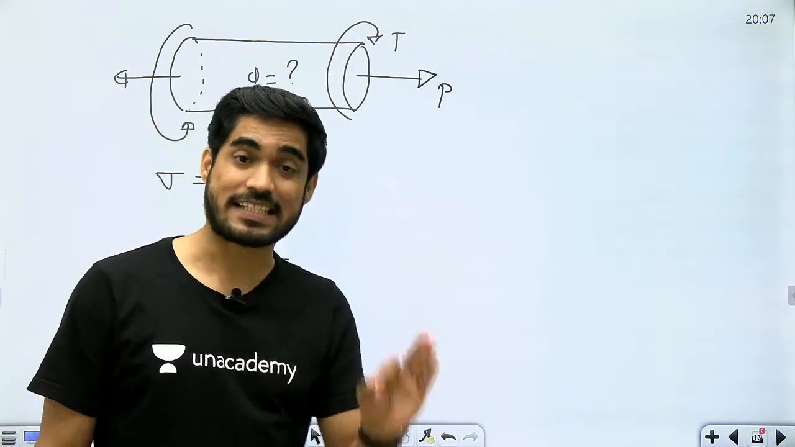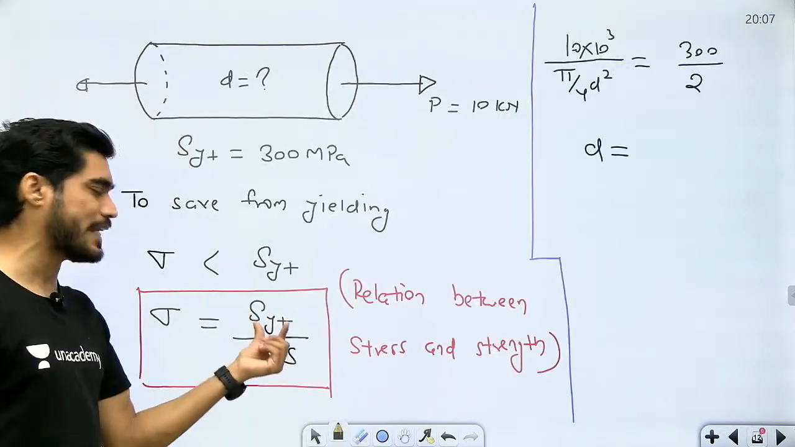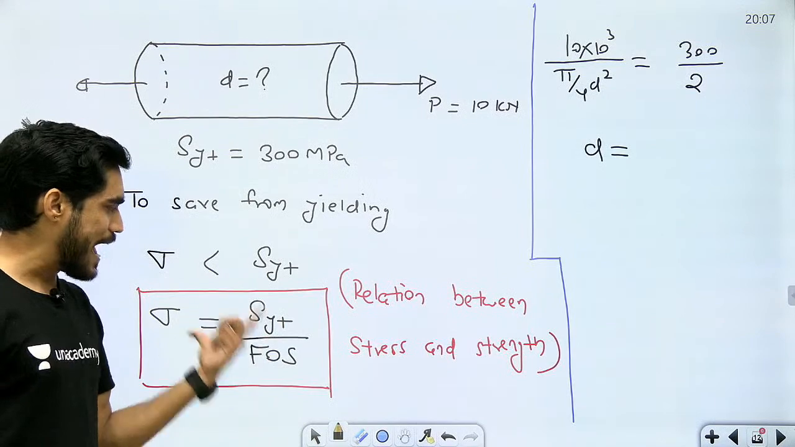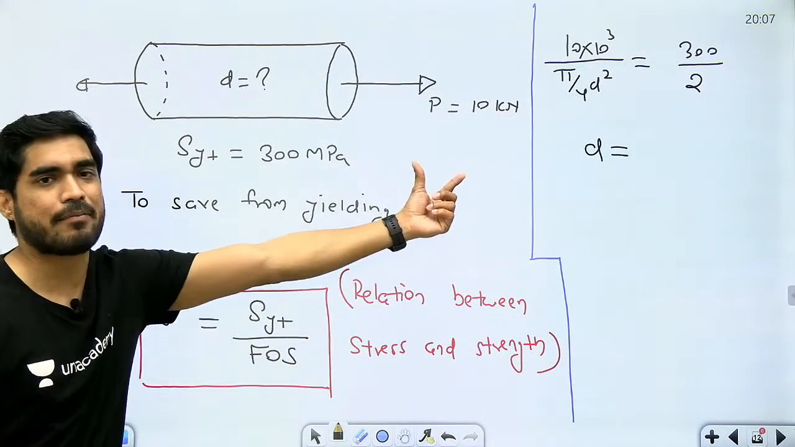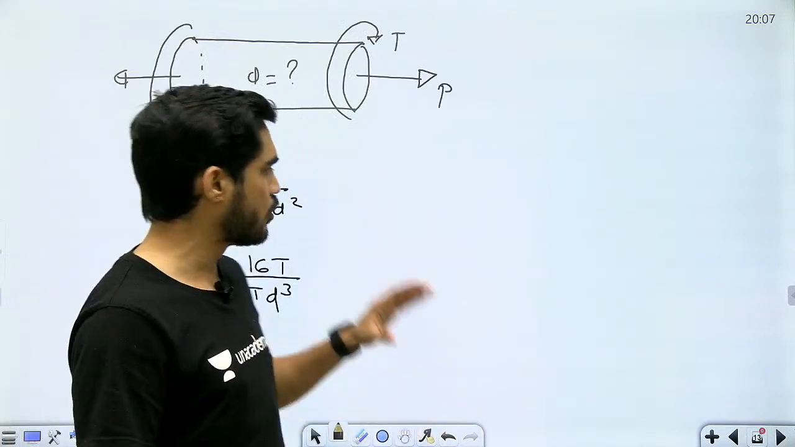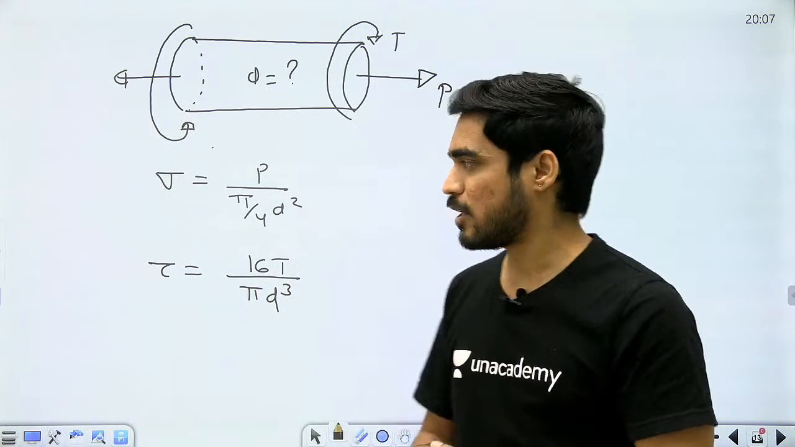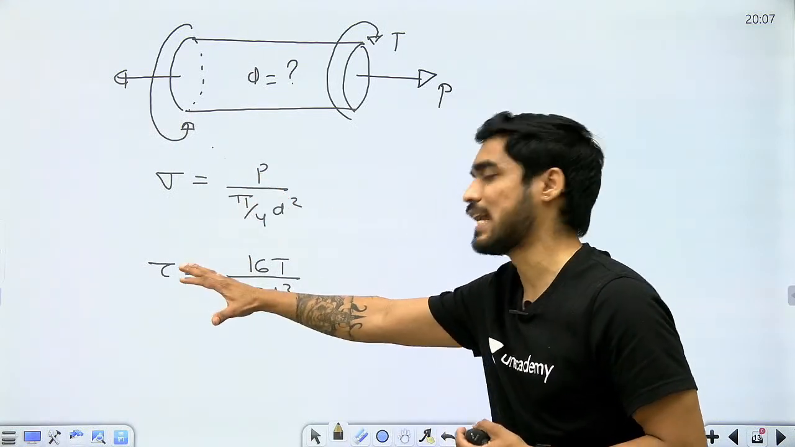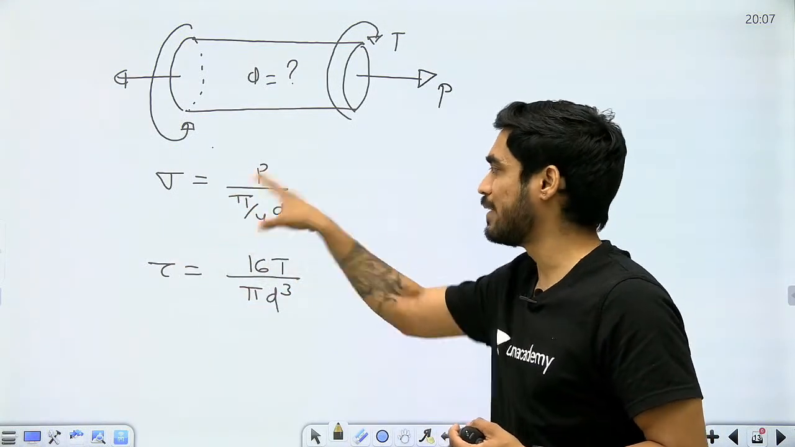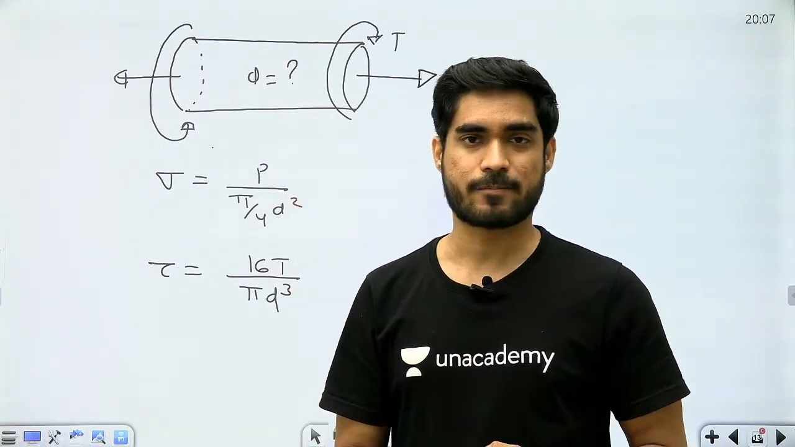Sorry, stresses and strength. Stress or strength means sigma and SYT. When you have this relation, you can find the dimension of the body. Without this relation, you can't find the dimension. So in order to have that relation, we need certain theories, because here we have a sigma and a tau. So how will this be related to SYT? For that we need certain theories.